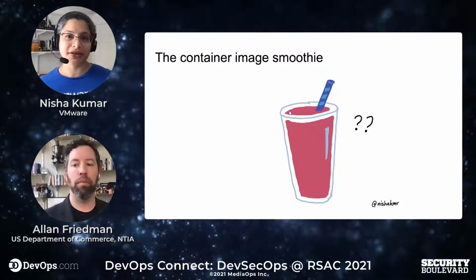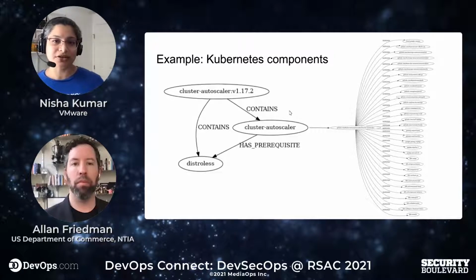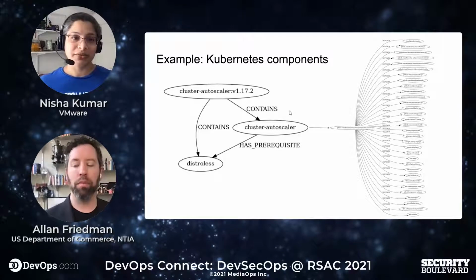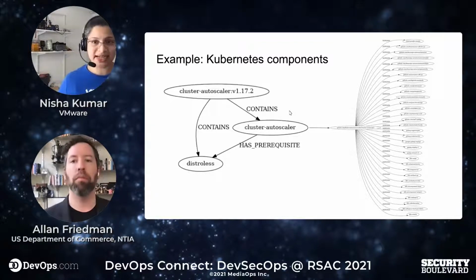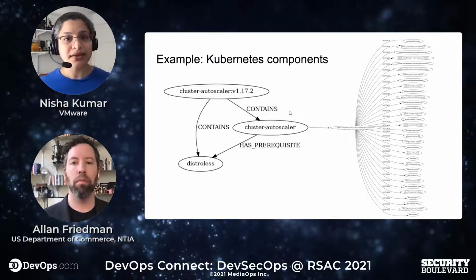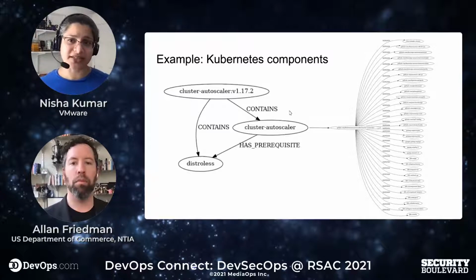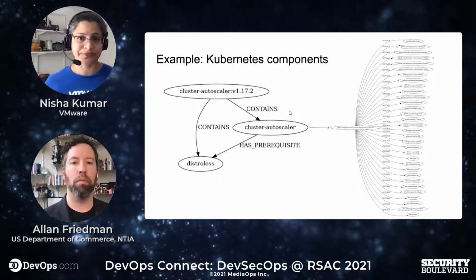Here's an example of a Kubernetes container. So this is the cluster autoscaler, which has one layer, which is the slimmed down distroless OS, and the binary blob on top of it, which is the cluster autoscaler. And this is what your static analyzer will find. Some static analyzers will be able to read the strings, and they'll find a list of GitHub URLs that went into building this binary blob, but not the actual source code.